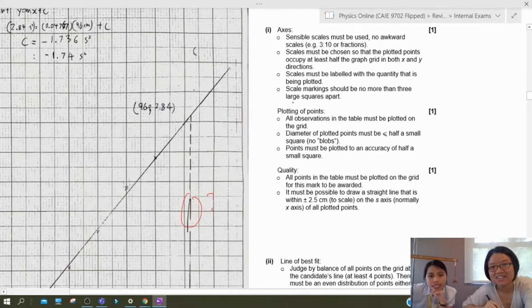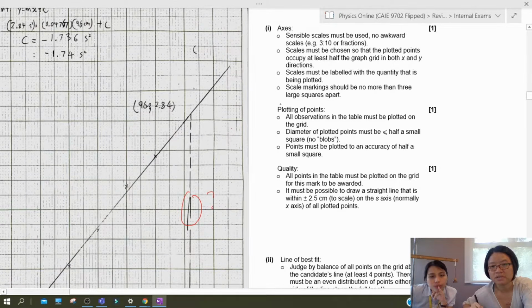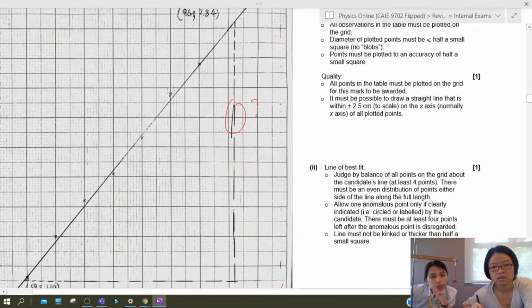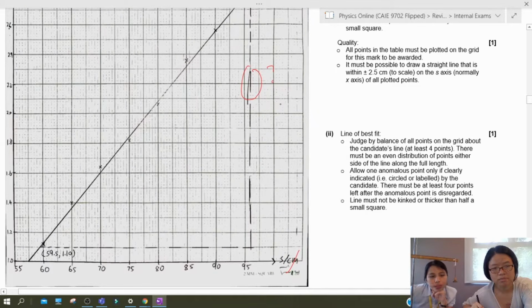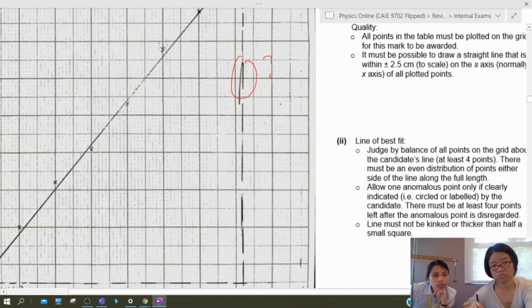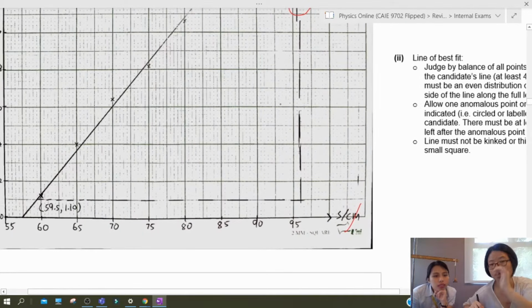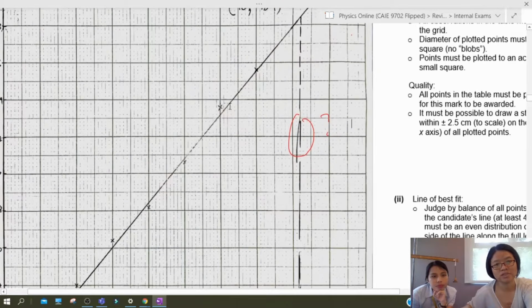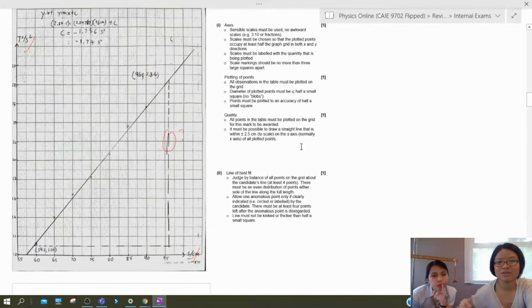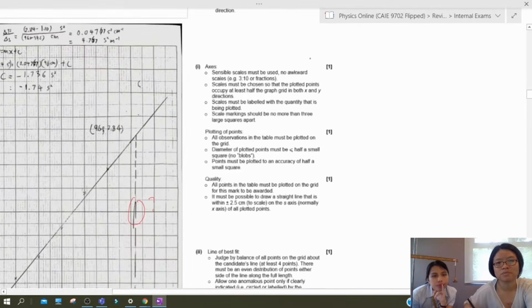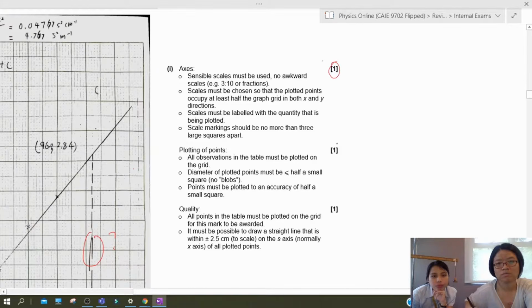Okay. Quality. All points on the grid. Yeah, we already did that. Plus minus 2.5 cm on the x-axis. 2.5 cm is very small. No, 2.5 cm is 5 boxes based on the scale. Oh, yeah. Okay, that's a very big range. Like they allow 1 cm. Oh, the point is good. Even the furthest point is only 3 small boxes. Okay. No problem. So, this is 1 mark, full mark.